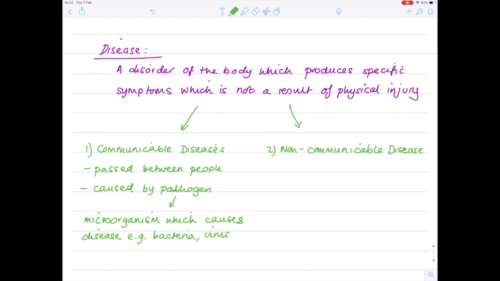Now, a non-communicable disease is one which cannot be passed readily from person to person, and it's actually caused by your genetics or lifestyle. So if you inherit cystic fibrosis, that is a non-communicable disease. If you get lung cancer due to smoking, again, a non-communicable disease. You can't pass on lung cancer by accidentally brushing against someone, for example.